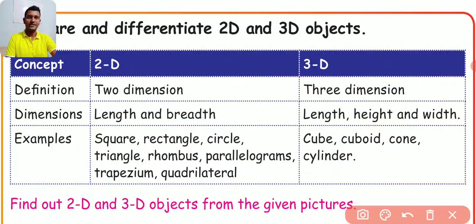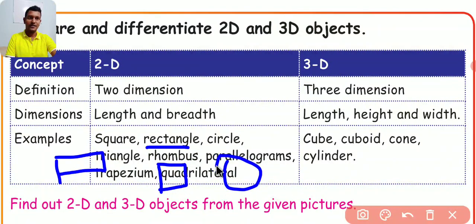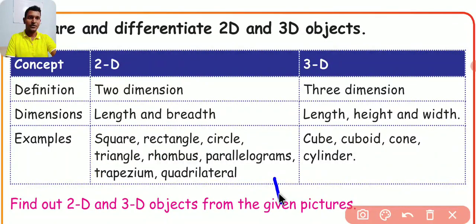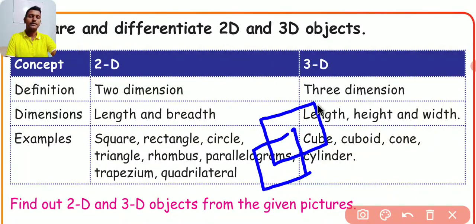Next, examples. Square, rectangle. Just now I drew the rectangle. Rectangle, square, circle. These are all examples of what? 2D shapes. And 3D shapes: a cube. Cube is made by squares. We just draw the square like this. This is the example of a cube.